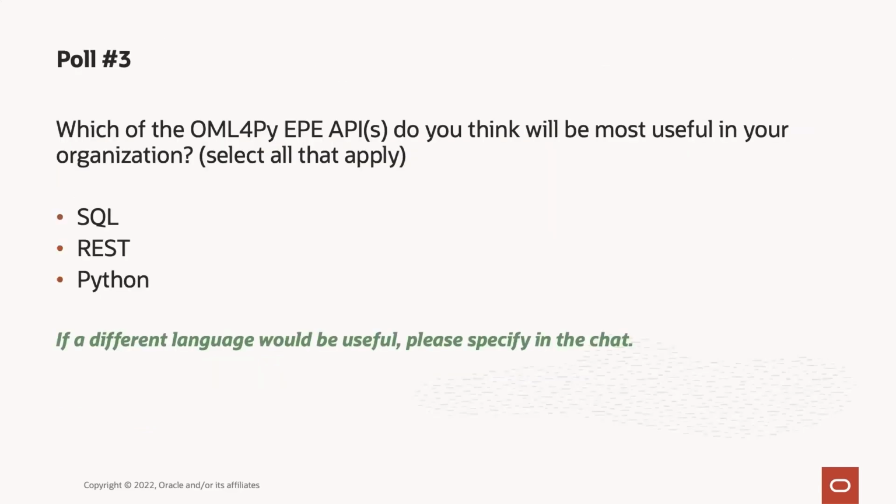Thanks, Akash. So this brings us to poll question number 3. Which of the OML4Py EPE APIs do you think will be most useful in your organization? You can select all that apply. We've got the SQL, the REST, and Python APIs as choices. So Sherry, would you please start the poll? And if you feel a different language would be useful, please specify that in the chat. Okay, so we're seeing SQL certainly at the top with 80%, Python at 70%, and REST at about half, 50% there. So that's sort of what I would have expected. Okay, thank you, Sherry. And back to you, Akash.